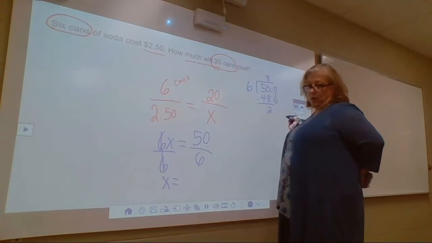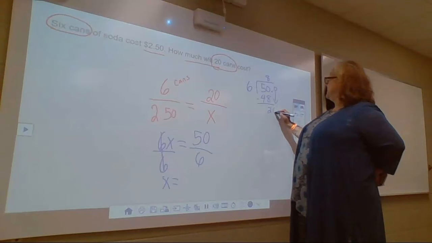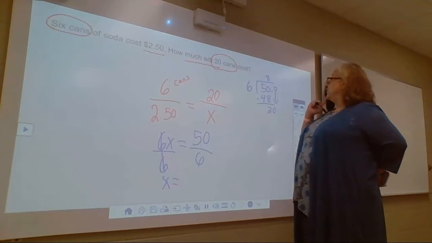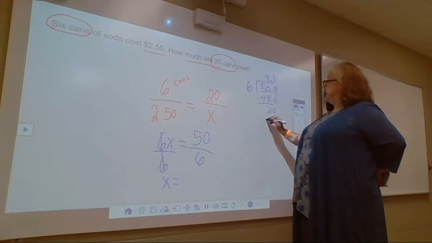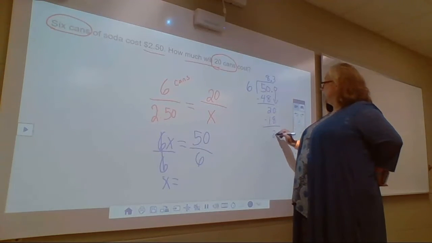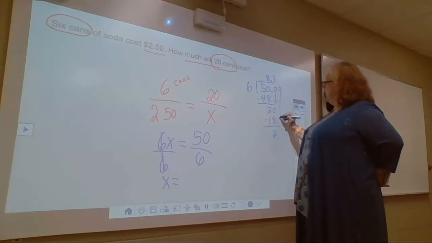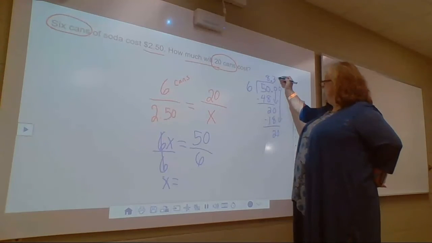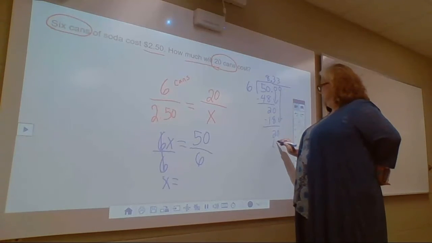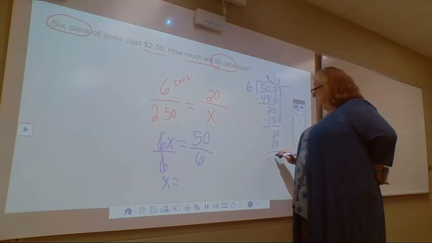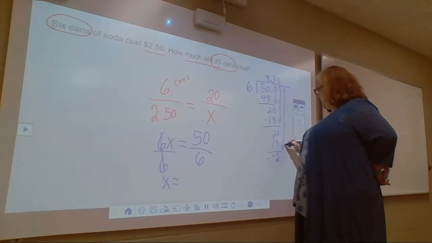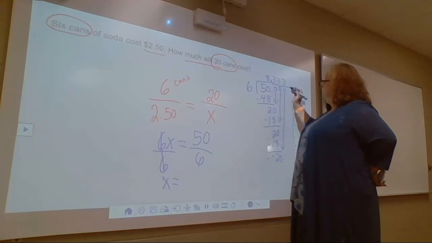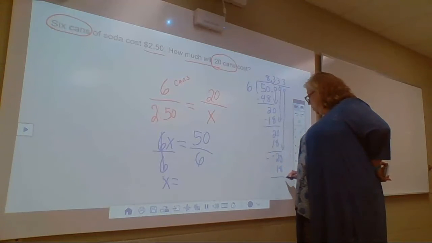I want to keep going. Okay? So I'm going to bring my 0 down. 6 will go into 20 3 times. Don't forget to put this 0 right here. That would give you 18. Subtract. Do you see what's happening here? If I keep going, it's going to keep repeating over and over again.